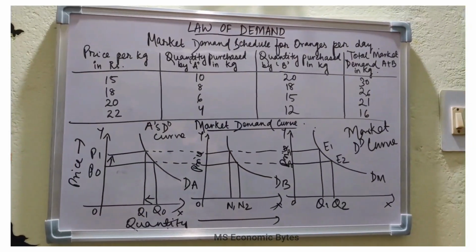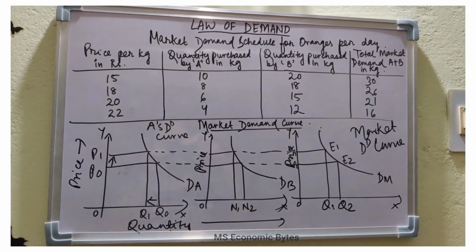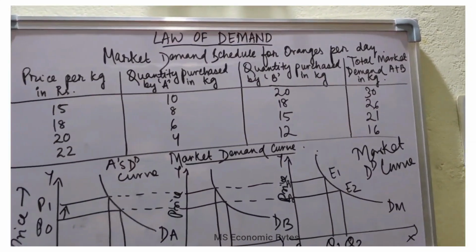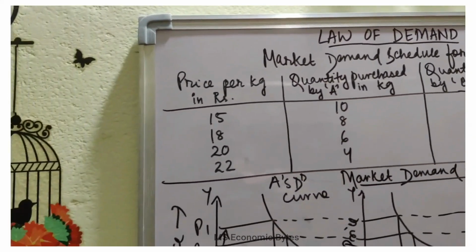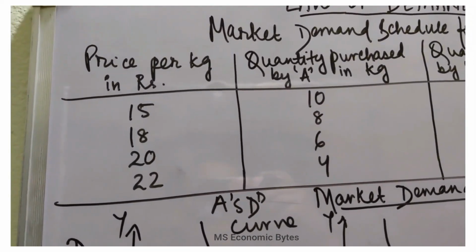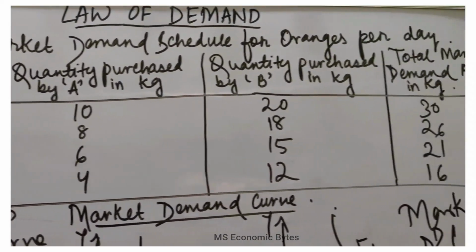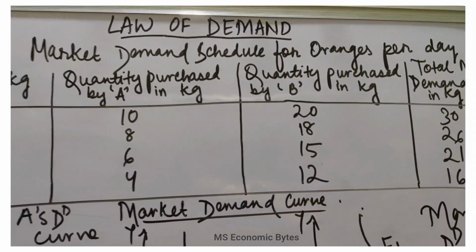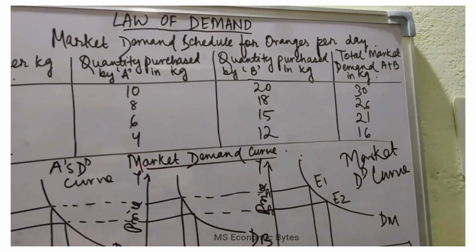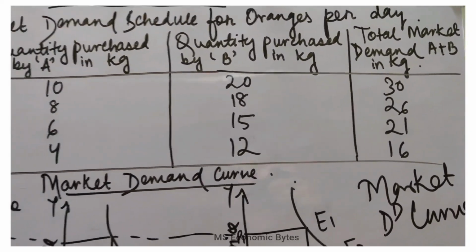Now coming to the market demand curve, which is derived from the individual demand curve. Here we have the market demand schedule for oranges per day. We have price per kg in rupees. We have quantity demanded by A in kg. We have quantity purchased by B in kg. A and B are two consumers or buyers. We have the total market demand, that is A plus B in kg.